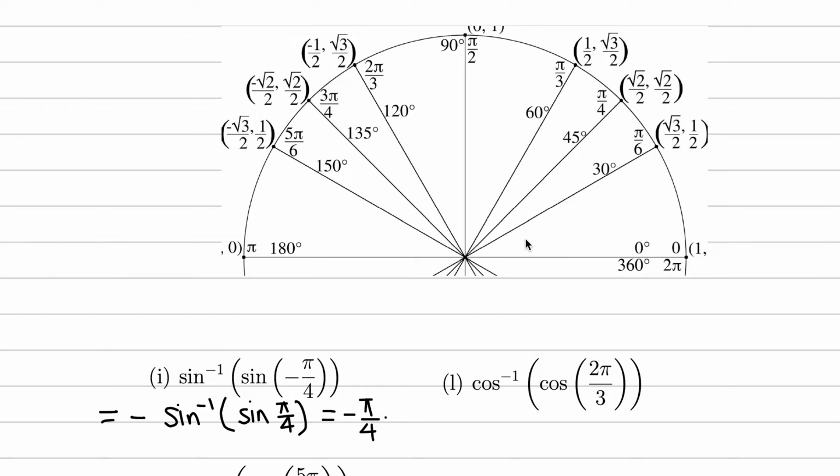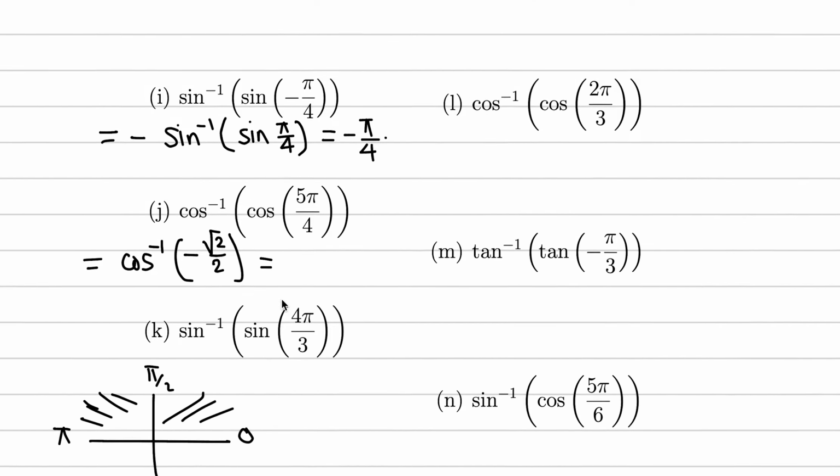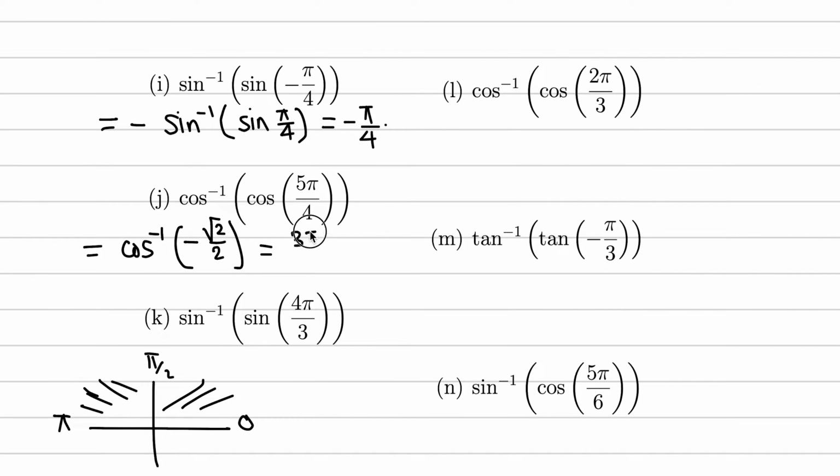So this is part of the unit circle. For the second quadrant, negative root 2 over 2 is here, so that is 3 pi over 4. So the answer is 3 pi over 4.